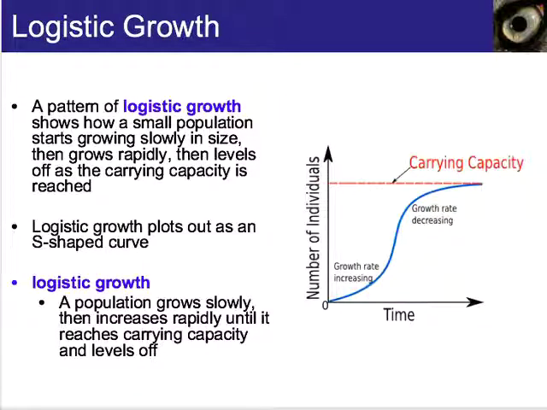There's a pattern of logistic growth that shows that a small population starts growing very slowly. So if there's only a few individuals in that population, but then all of a sudden they're going to grow very rapidly, or exponentially. And then all of a sudden they're going to level off to the carrying capacity that is reached. So the logistic growth plot is an S-shaped curve, which you can see here. Logistic growth is a population that grows slowly and then increases rapidly until it reaches its carrying capacity and levels off.